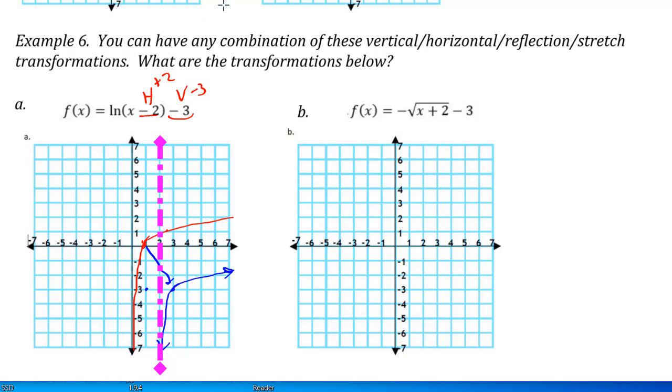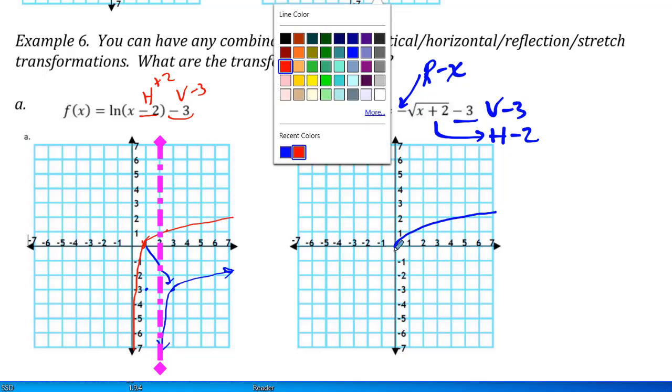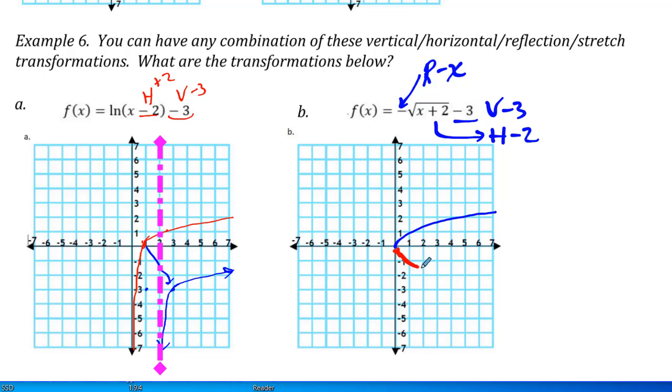And the last one on this example is now we have a square root out front, which means a reflection in x. We have vertical down 3, and we have horizontal left 2. All right. So we know the square root looks like this, goes to 0, 0, 1, 1, 4, 2, and so forth. And we're going to reflect it. So I'll push this in red. So we will go down here like that. That's first step.